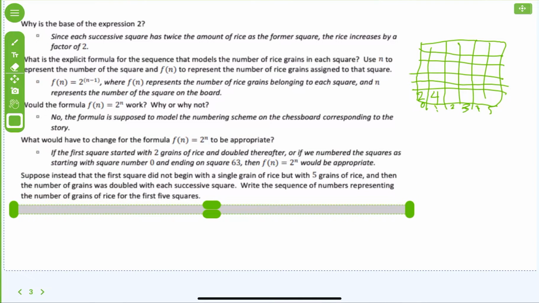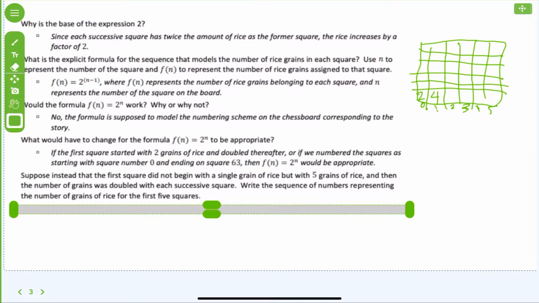Okay. Suppose instead that the first square did not begin with a single grain of rice, but with 5 grains of rice. And then the number of grains was doubled with each successive square. Write the sequence of the numbers representing the number of grains of rice for each of the 5 squares.